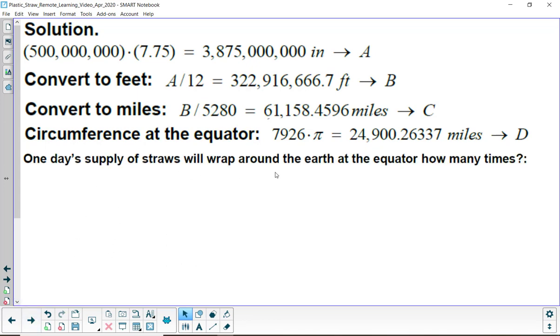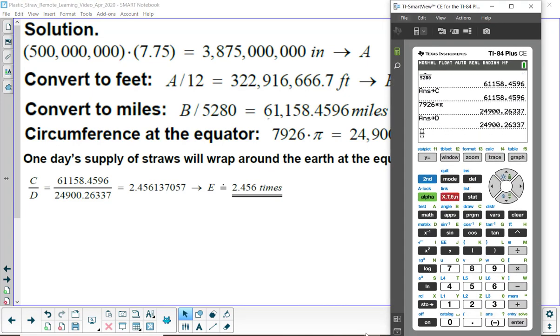So one day's supply of straws will wrap around the earth how many times? That's what I want to figure out. So I have to take what's in C, how many miles of straws, and divide it by the circumference. And so let's go ahead and do that.